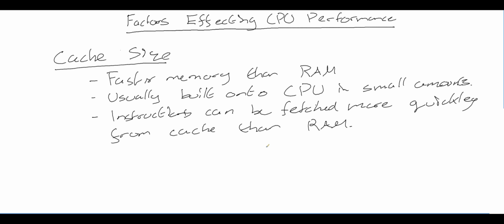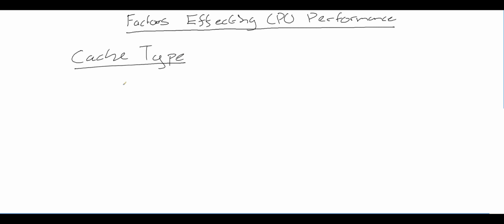So how does this cache size impact on CPU performance? Well, the more cache a computer system has, the more instructions can be stored in the cache, and therefore the faster the CPU can execute a given set of instructions, because a greater proportion of the instructions will be stored in the cache, and a greater proportion of those instructions, the ones that are stored in the cache, can be fetched more quickly. So the final factor then that you have to consider is the cache type.